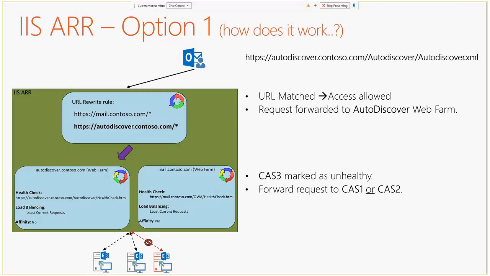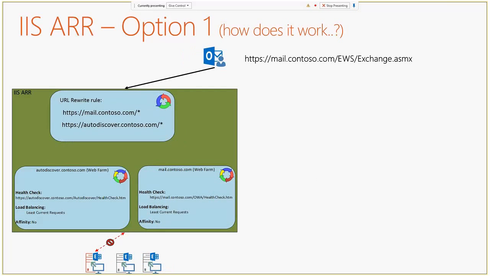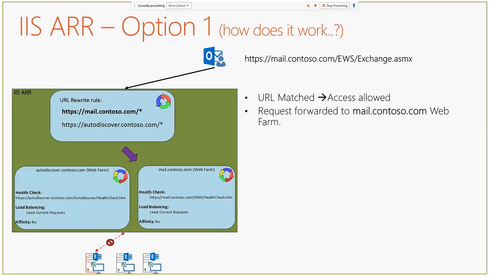Same story for EWS, for example. In that case, the first rule would be firing. It would go to the mail.contoso.com web farm in that scenario. And we can see that CAS 1 is marked as unhealthy here, so we would redirect or proxy the traffic to the other two healthy CASes.